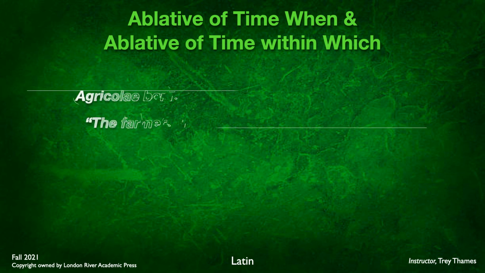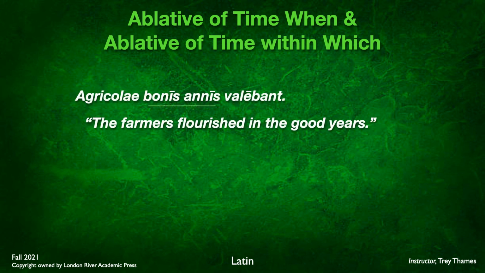Let's look at 2 more examples. Agricolae bonis annis valebant. Agricolae, the farmers, nominative plural. That's our subject. Valebant, they were doing well. They flourished. When did they flourish? Bonis annis, in the good years. Ablative plural here, no preposition. This is a time word, annis, meaning year. It's in the ablative. No preposition tells us it's an ablative of time when or an ablative of time within which. And we can narrow it down by the context and determine it's an ablative of time when. When did it happen? In the good years. The farmers flourished in the good years.